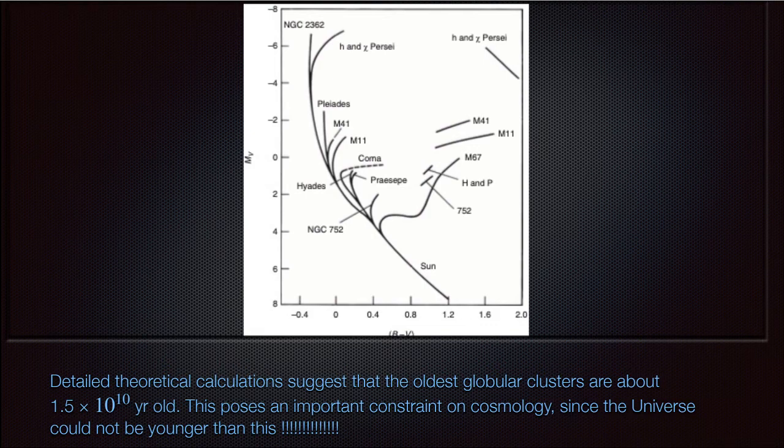Detailed theoretical calculations suggest that the oldest globular clusters are about 1.5 x 10^10 years old. This poses a serious question, because the age of the universe is about 13 or 14 billion years. How could the universe be younger than the age of the oldest stars? Stars were formed after the Big Bang, so how could stars be older?